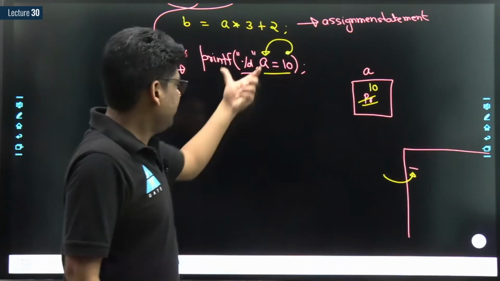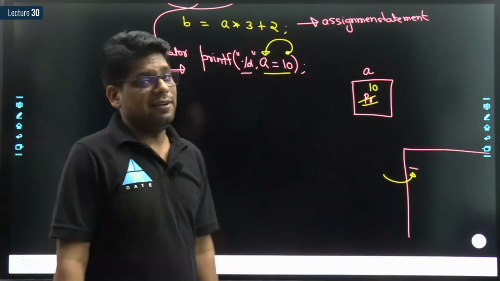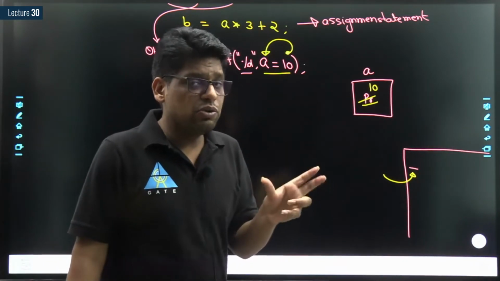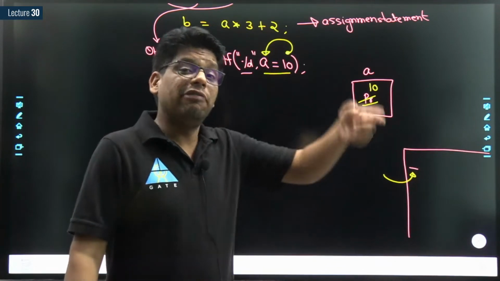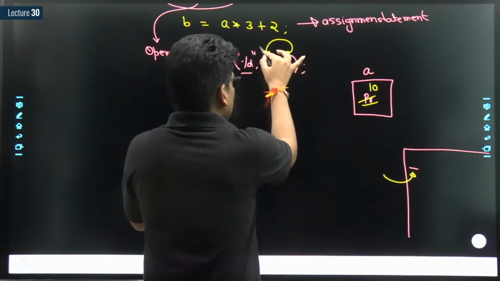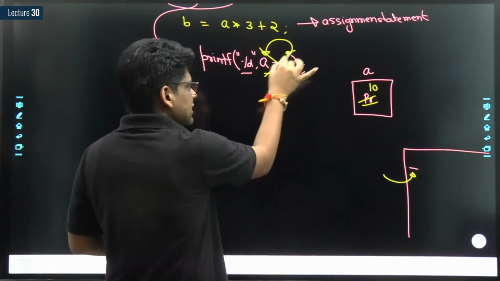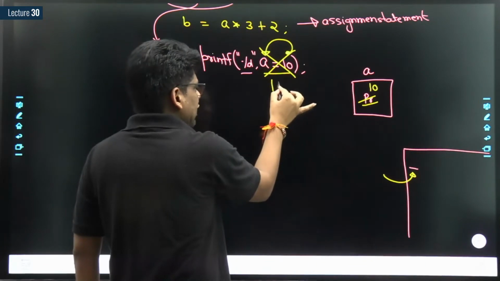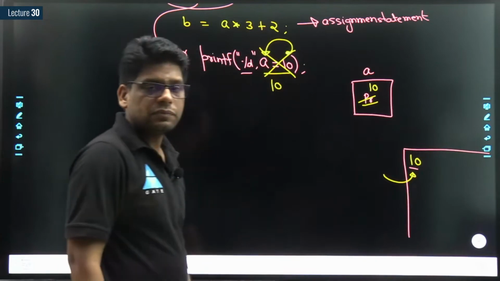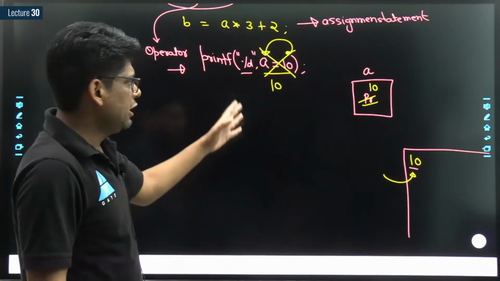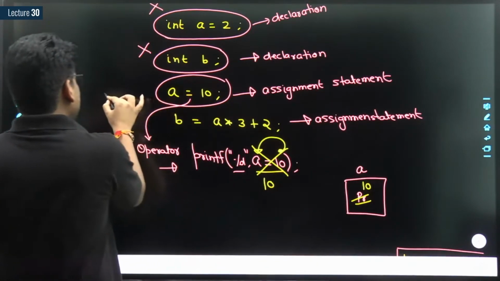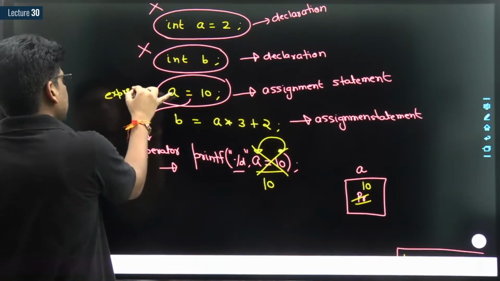But what is the value associated with the assignment statement? We already know it. The value associated with an assignment statement is the value itself that is being assigned. That means after this assignment, what is the value of this? It is 10. So what does the compiler print? The compiler will print 10. Perfectly okay. So is it a statement? Yes, sir, it is a statement as well as an expression.